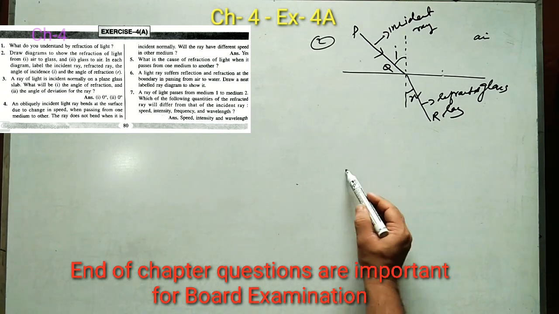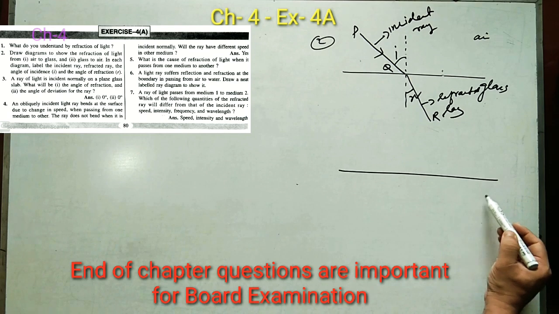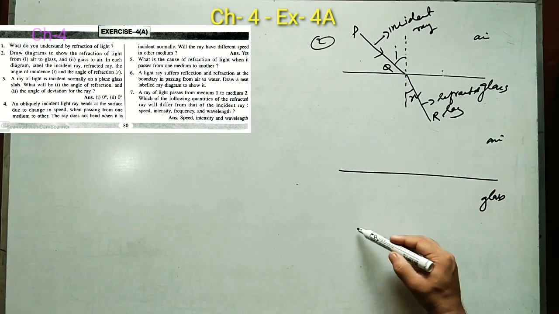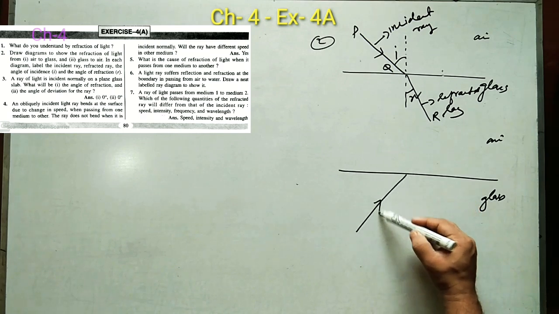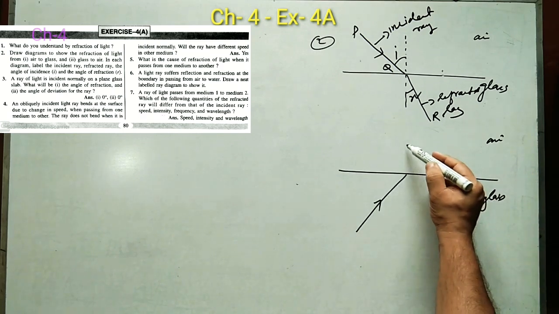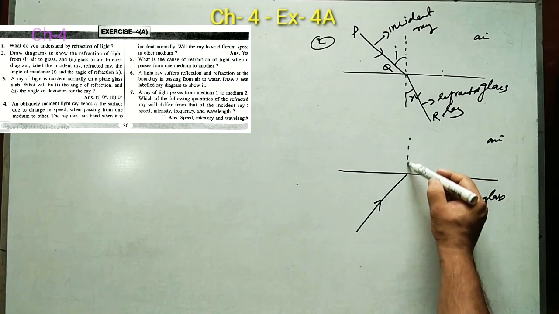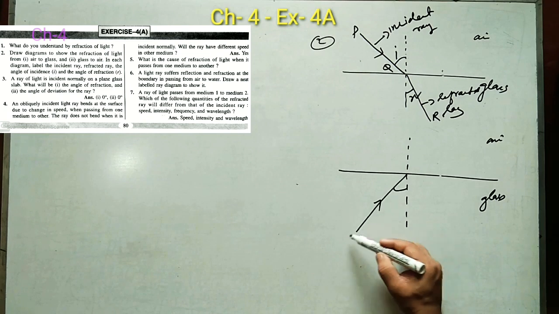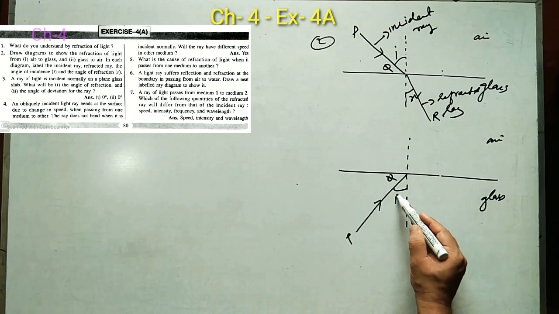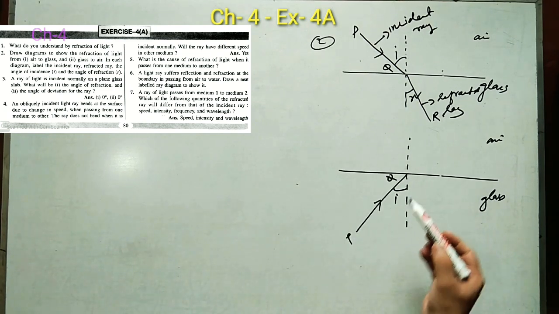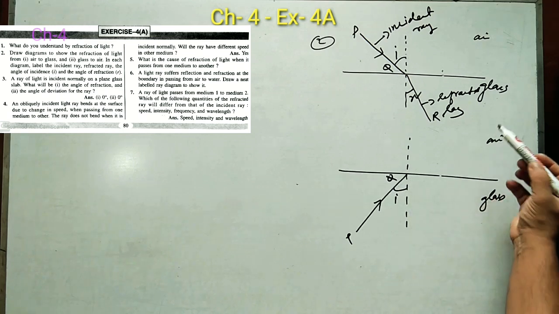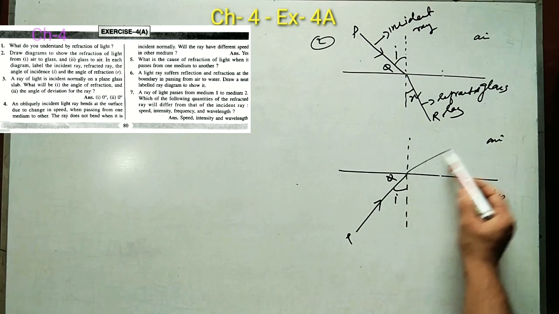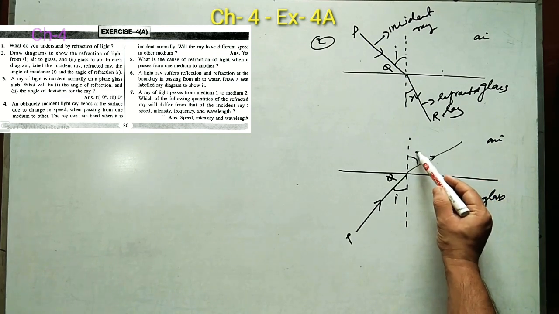Now in the second part we have to show the refraction from glass to air, that is from denser medium to rarer medium. So the incident ray is striking the glass-air interface, and mark the angle of incidence. Draw the normal. The angle between the incident ray, that is PQ, and the normal is the angle of incidence. Now it is ready to emerge from denser medium to rarer medium. As you know, when a ray of light travels from denser medium to rarer medium, it bends away from the normal. So that is the angle of refraction.